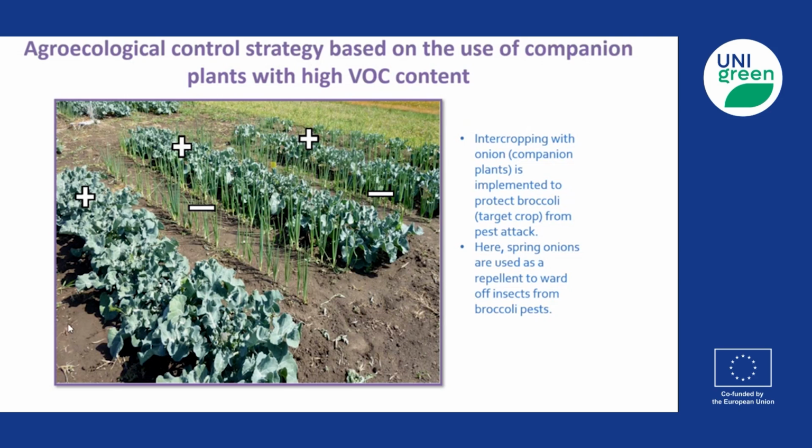So one thing that we are doing is using the volatiles of certain crops that repel pests, but as a companion plant. For example, here we use onions. Our main crop is broccoli. So here the spring onion are used as a repellent to take the insect away. And we are now reducing the population of beneficial insects with botanical insecticide.